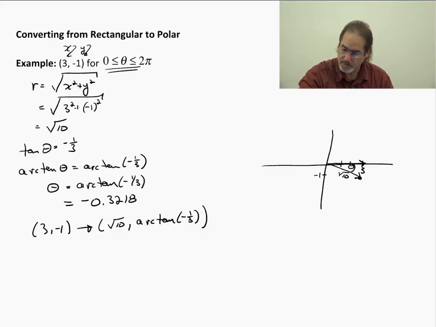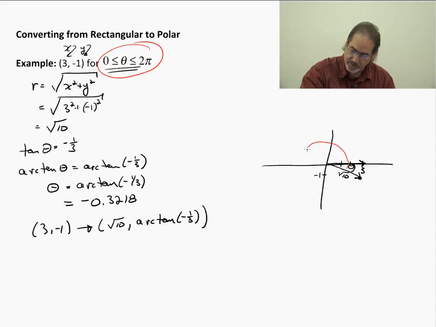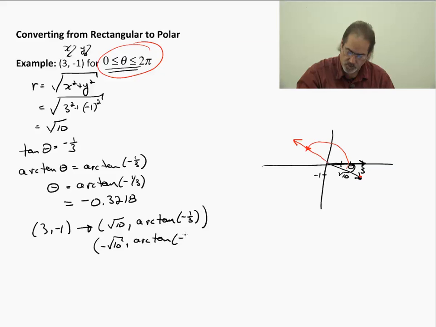But remember we said between 0 and 2 pi. Well, if I add pi to this, I come up here. If I use a negative radius, then I'll be back at the same point. So I have a negative root 10, arctan of negative 1/3 plus pi.